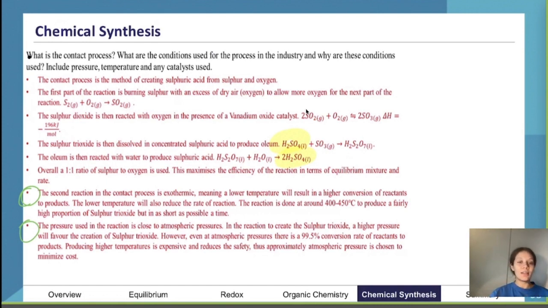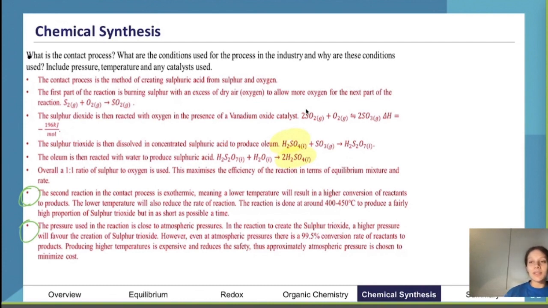Okay, so then the pressure used in the reaction is close to atmospheric pressure. In the reaction to create sulfur trioxide, a higher pressure will favor the creation of that product. However, even at atmospheric pressure, there's a 99.5% conversion rate of reactants to products. Producing higher pressures is expensive, so atmospheric pressure is chosen just to minimize the cost.